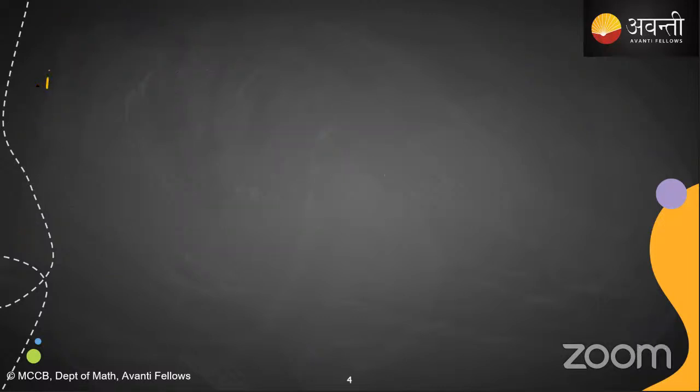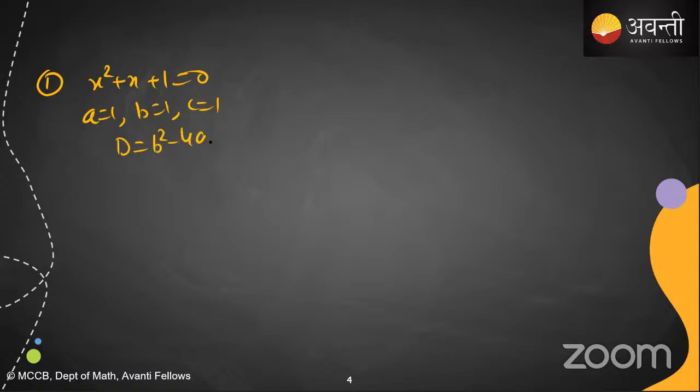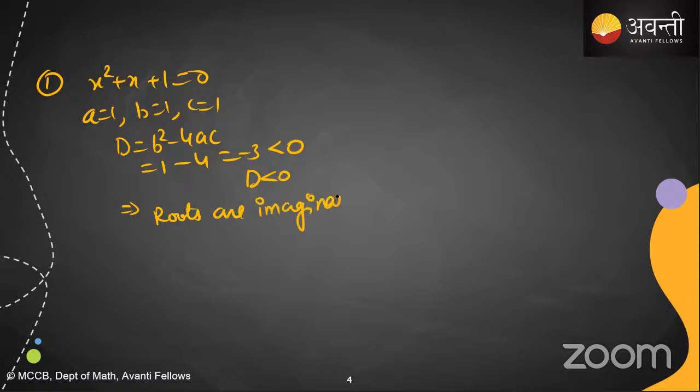Okay, let's see. Students, tell me the nature of the roots of x square plus x plus 1. So the first is x square plus x plus 1 is equal to 0. Here a is 1, b is 1, c is 1. What is D? D is nothing but b square minus 4ac, so it means 1 minus 4, which is minus 3. So this is a quadratic equation whose D is less than 0. It implies roots are imaginary. Is this clear? So the first is very easy. Just find out the D. D is less than 0, it means roots are imaginary.